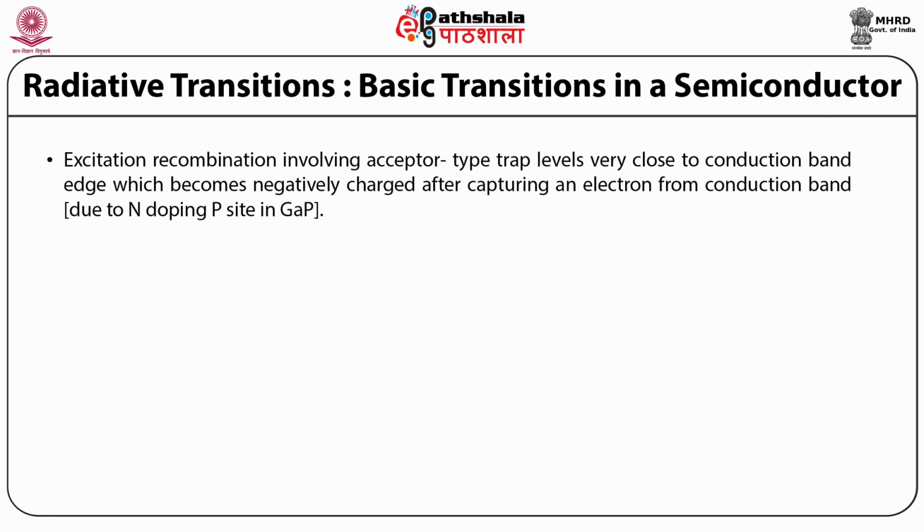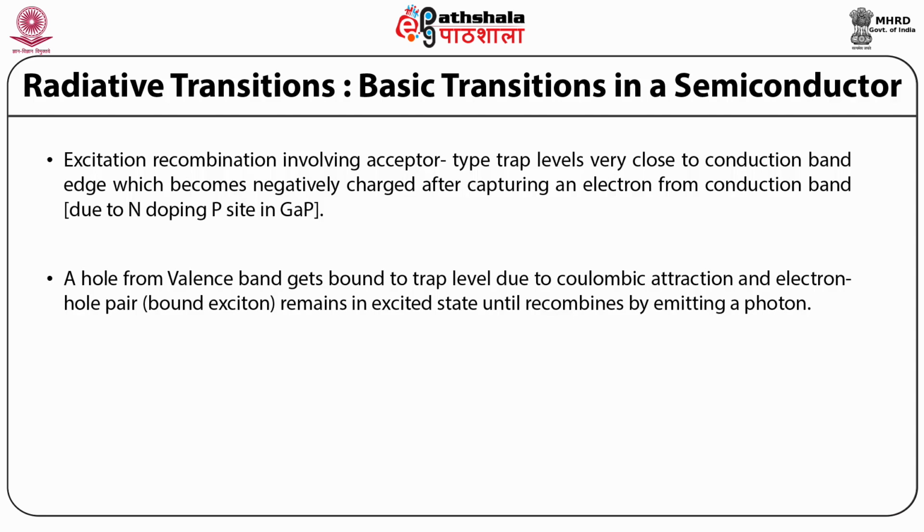Third one is the exciton recombination involving the acceptor type trap levels very close to the conduction band edge, which becomes negatively charged after capturing an electron from the conduction band due to n-doping, as for the p site in gallium phosphide. A hole from the valence band gets bound to the trap level due to Coulombic attraction, and the electron-hole pair remains in the excited state until it recombines by emitting a photon.